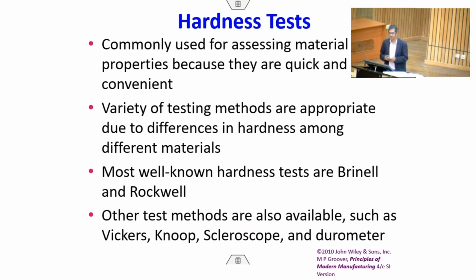A commonly used test for assessing material property is the hardness test, because hardness testing is very quick and convenient. There are various testing methods available, right. Most well known are Brinell and Rockwell, and there are also other tests available like Vickers, Knoop, scleroscope, or even durometer. But you need not know all of this. Vickers and Brinell are more widely used.